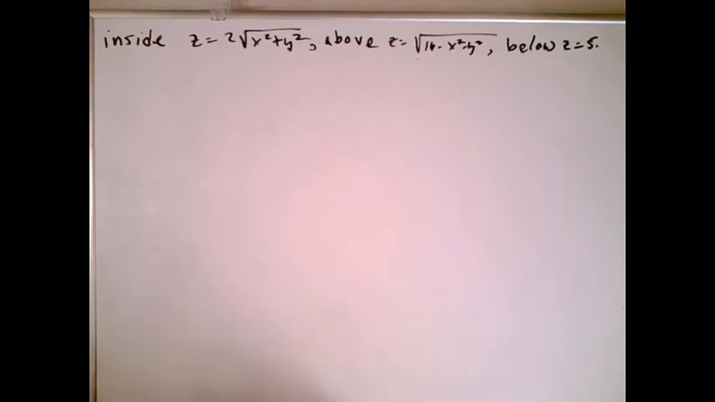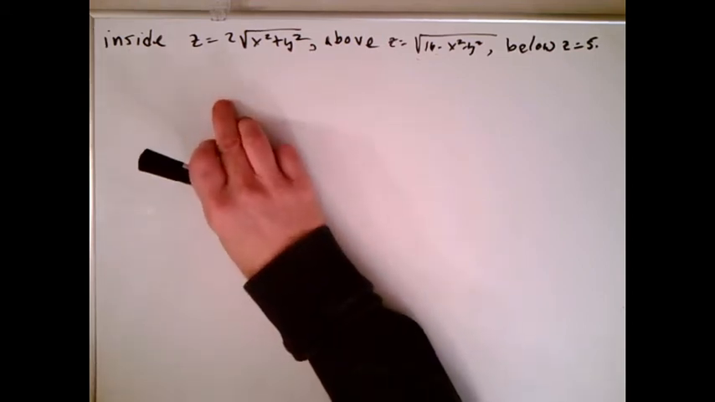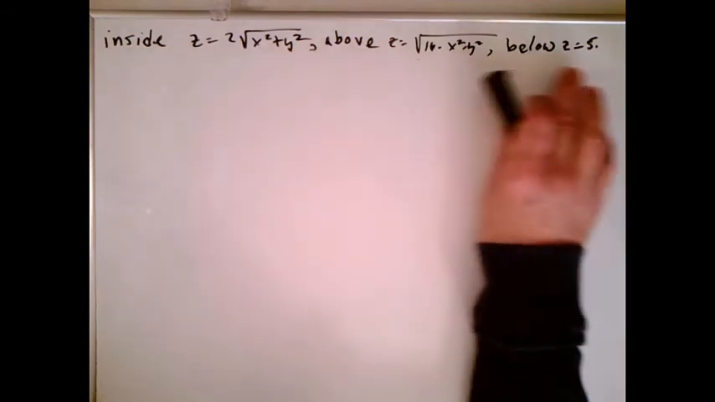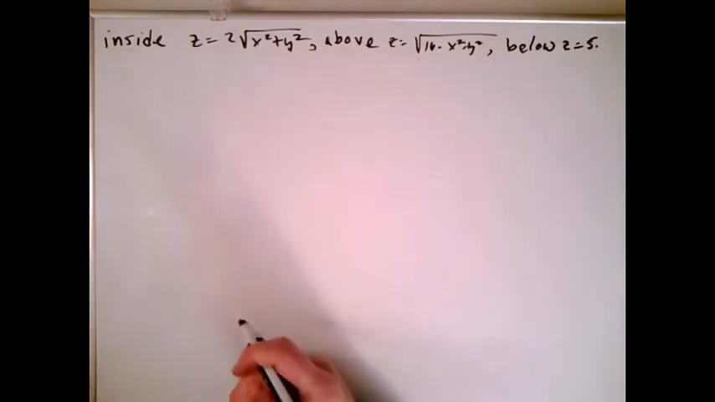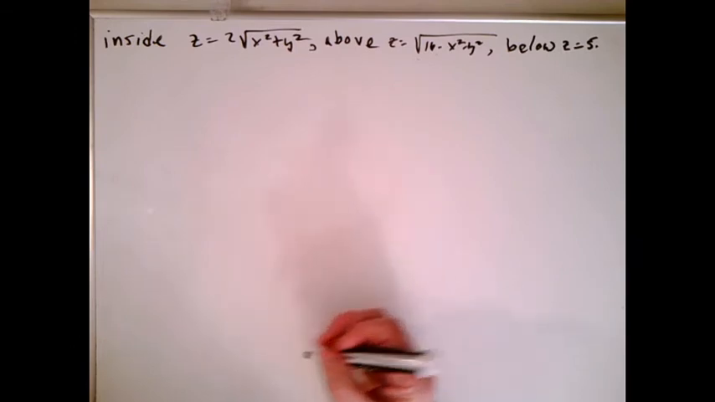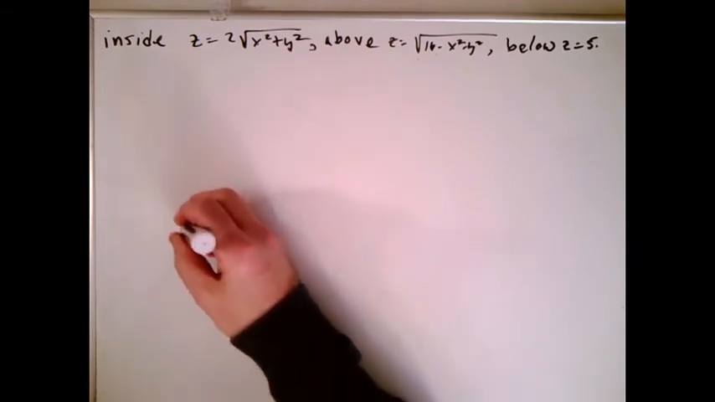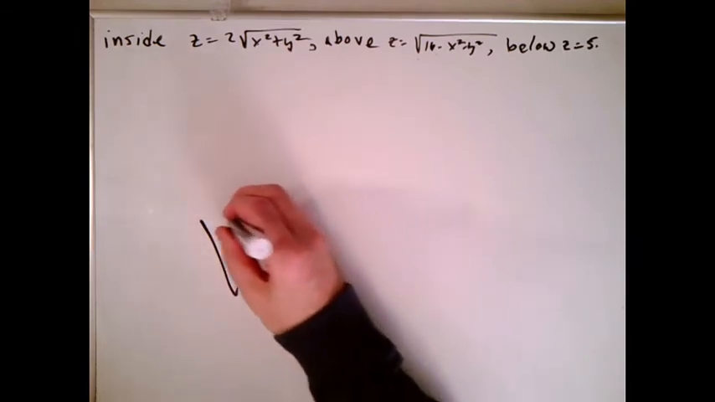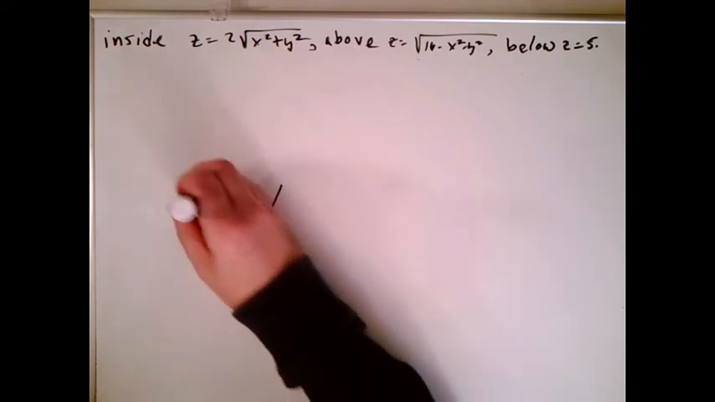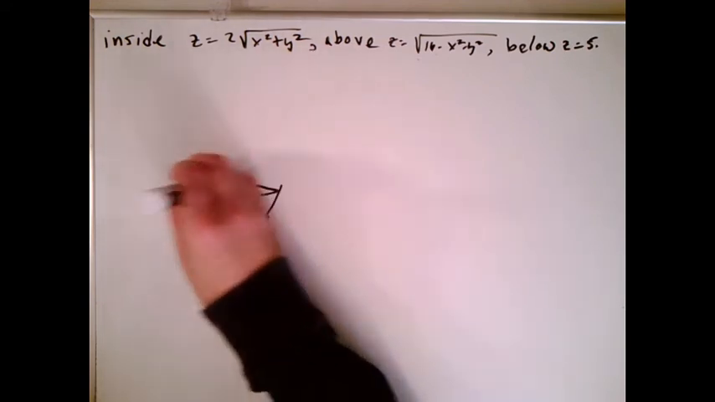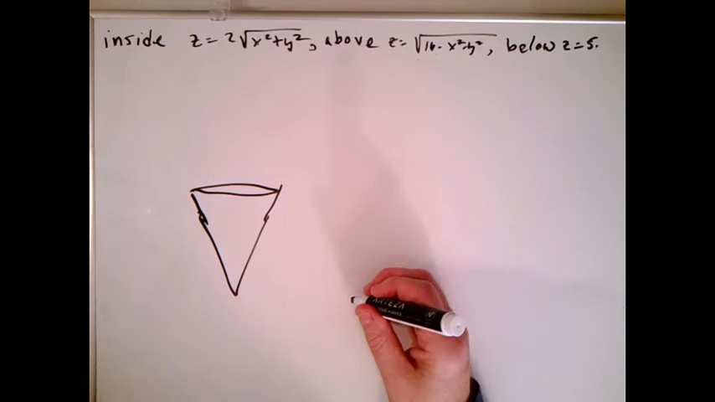We're being asked to set up an integral in spherical coordinates of the volume inside a cone, above a hemisphere, and below a plane. I'm just going to start drawing from left to right and see what happens. I'm going to draw a cone first, about like that. I guess I can make it go up a little bit. There's my cone.